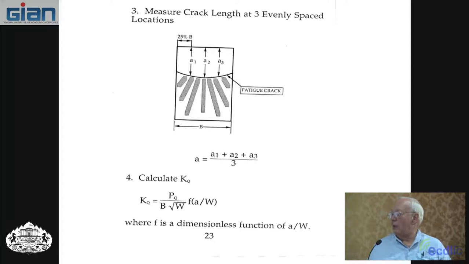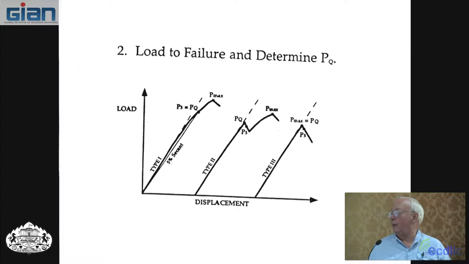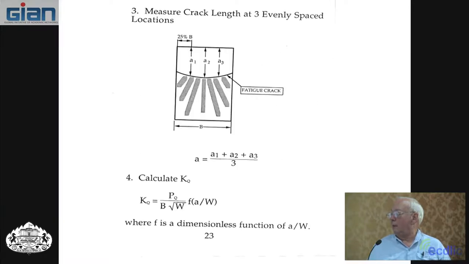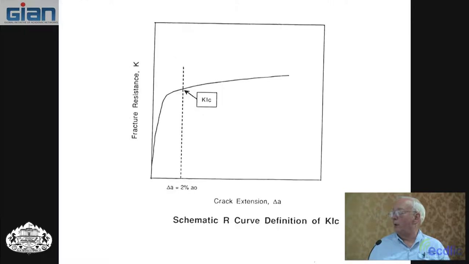The KQ is measured from the PQ, so we have the PQ from this. The KQ then uses this form, PQ and the little f form that we were playing with yesterday, and then you get KQ. Now the Q means it's provisional. It's not quite K1C yet, it's provisional K1C, and we've got to see if it's going to be a K1C or not. So it's provisional, meaning it's tentatively K1C, but not for sure.